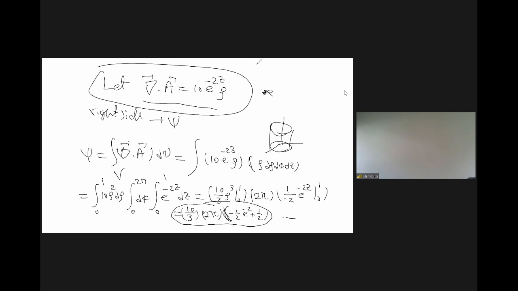Next one is messy because it's a cross product. So the next one is applying the del operator to a vector. This is called curl.